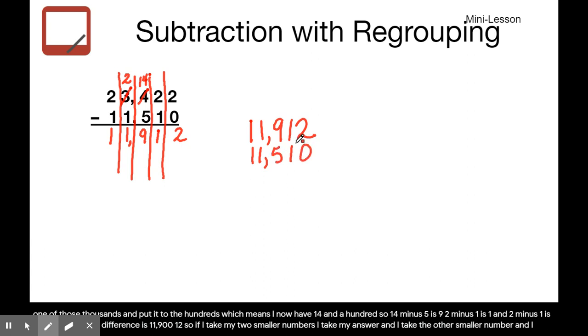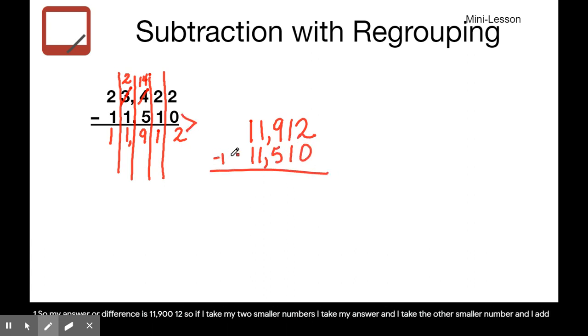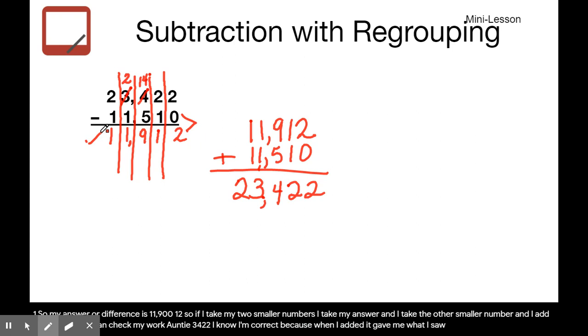So if I take my two smaller numbers, I take my answer, and I take the other smaller number, and I add them together, I can check my work. 23,422. I know I'm correct because when I added, it gave me what I started with.